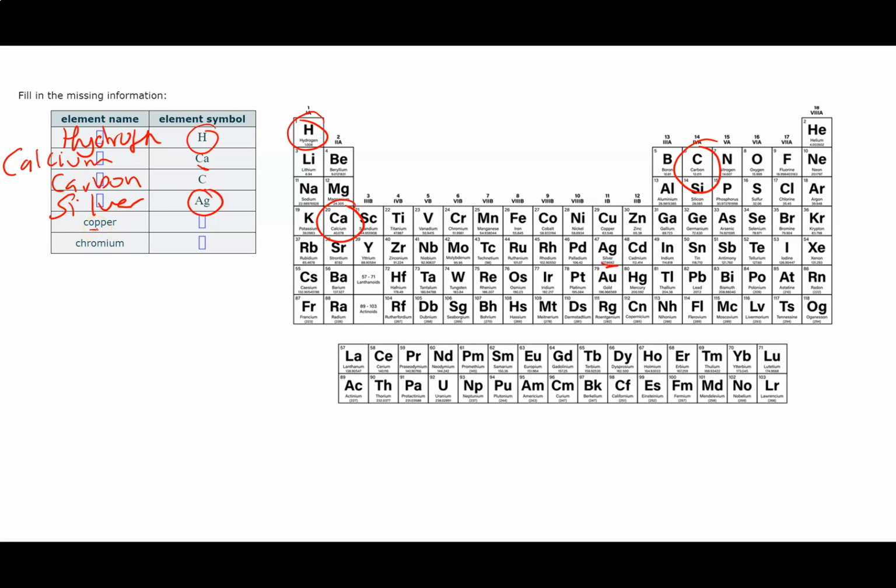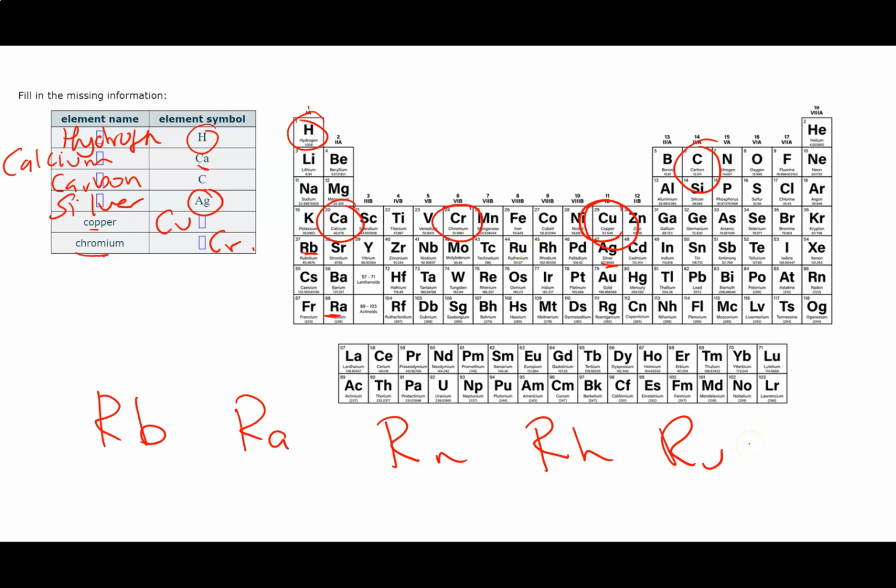Copper, Cu. Get the case right, and then chromium in the same row as copper, Cr. Okay, so there's a couple that I think I see people getting caught out on. There's a whole bunch of R ones. So we've got rubidium, radium, radon, and then there's rhodium, ruthenium. You just need a little bit of care there. I think it's worth mentioning that.